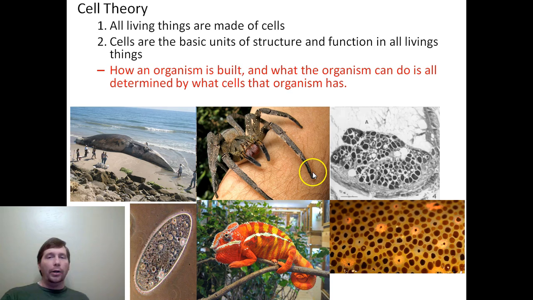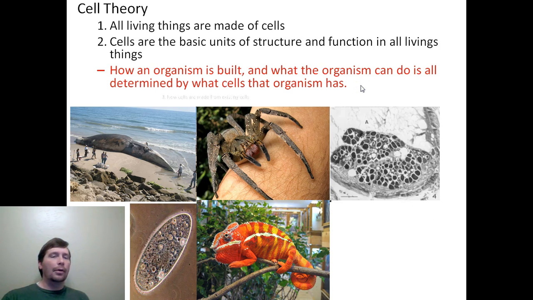And so what an organism can do, everything that your body can do, is all based on the fact of a cell that you have. You grow hair because you have a type of cell that can make hair. You make saliva because you have cells that make saliva. You make blood because you have cells that make blood. Everything your body can do is based on a type of cell that gives you that ability. So, how an organism is built and what it can do is all determined based on what cells you have.